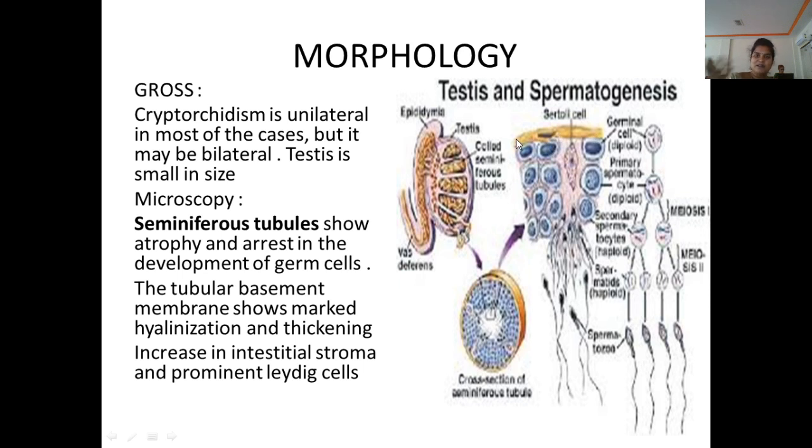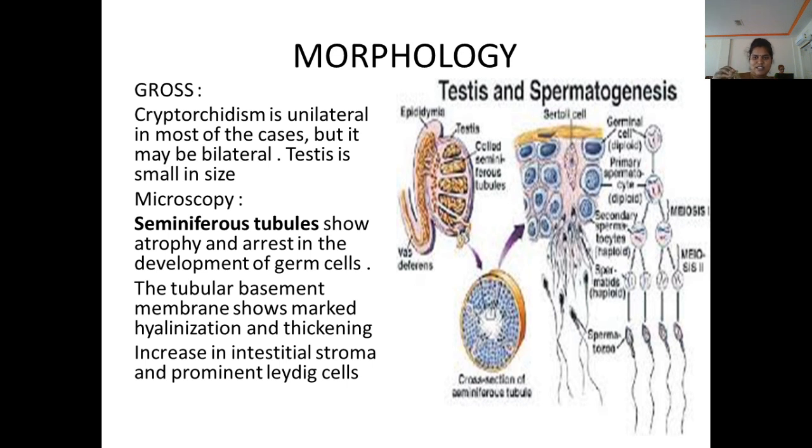there will be degeneration and breakdown of the tissues. Because of the reabsorption and breakdown of these tissues, arrest may occur at the germinal cell layer. This is the germinal cell layer. And this is the tubular basement membrane. Here there will be hyalinization and thickening formation.